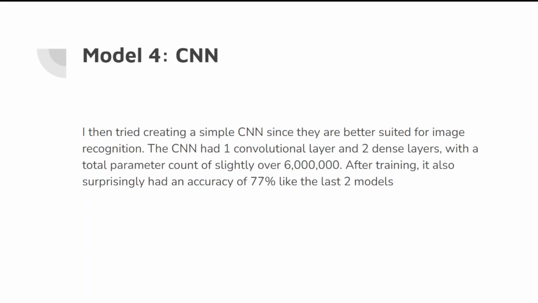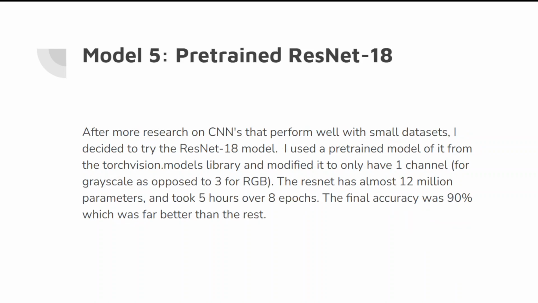After that, I moved on to a CNN model. I know that those models are better suited for image recognition. So the CNN has 1 convolutional layer and 2 dense layers, with a parameter count a bit over the MLP model, about 6 million, and it took a bit longer to train as well, but it actually had almost exactly the same accuracy, 77%, just like the last two models, which is a little unfortunate.